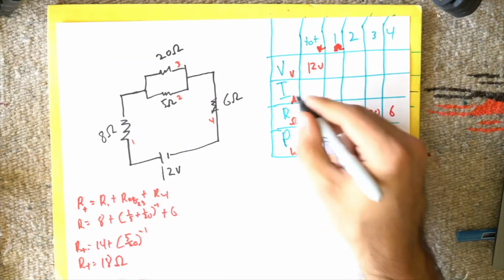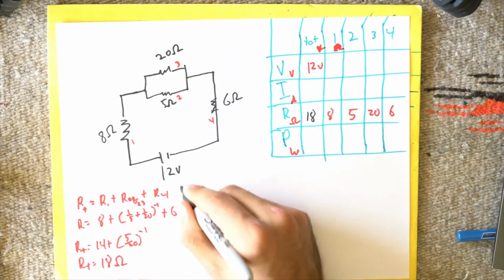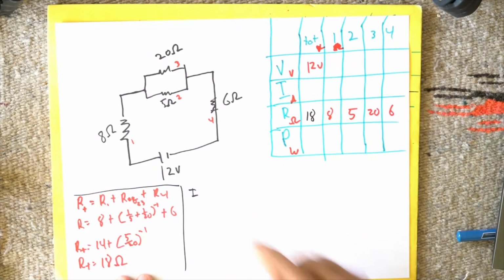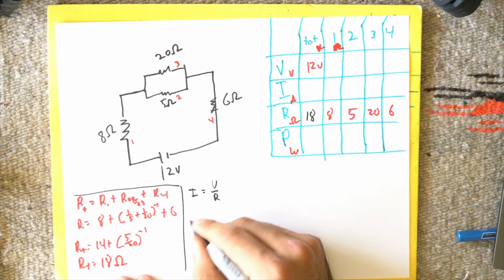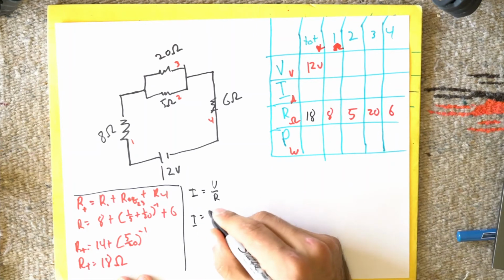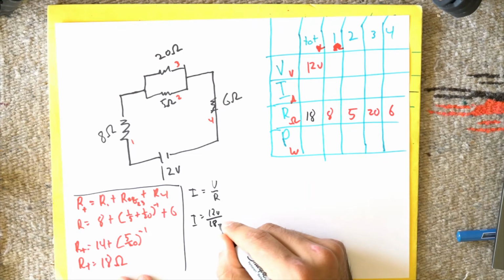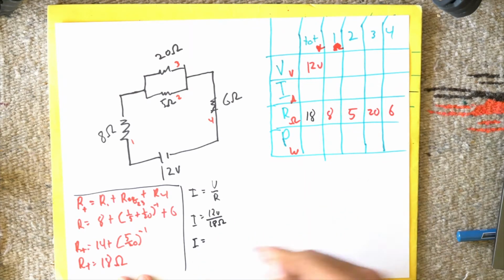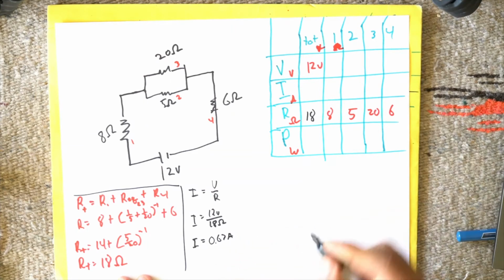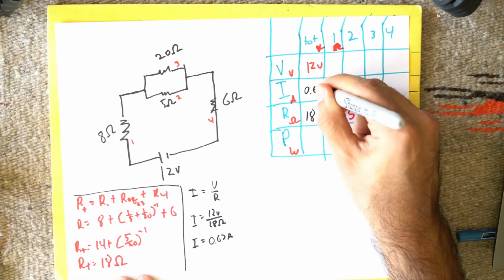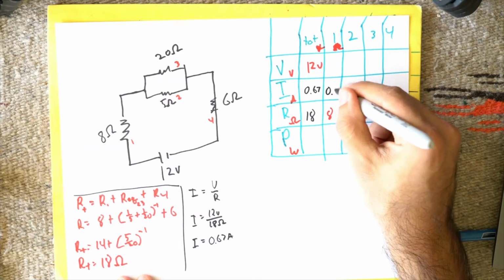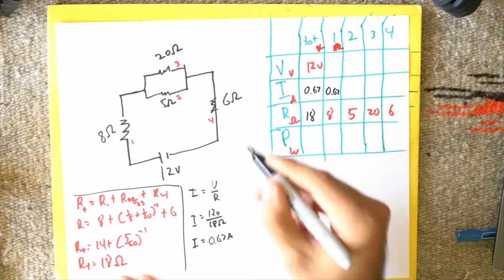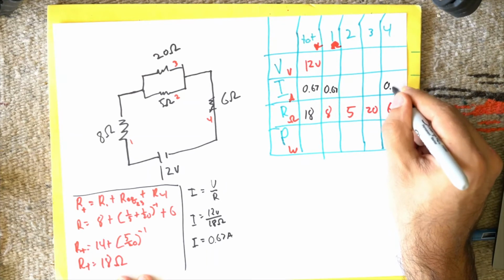If V equals IR, okay, so we did that already. I will be equal to V over R. So I is equal to 12 volts divided by 18 ohms. I, if I round it, is 2/3, but if I round it, it would be 0.67 amps. So this would be 0.67 and then amps. So that's my total current, but it will equal the same here, 0.67.